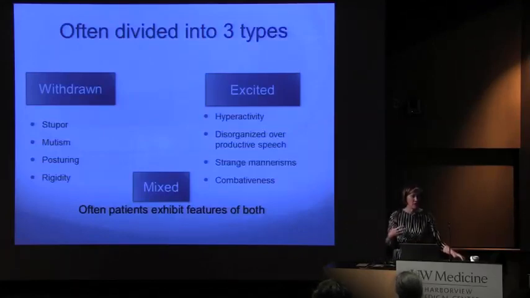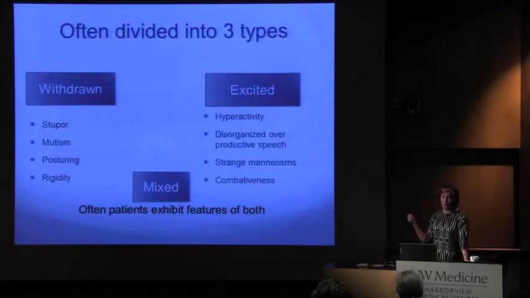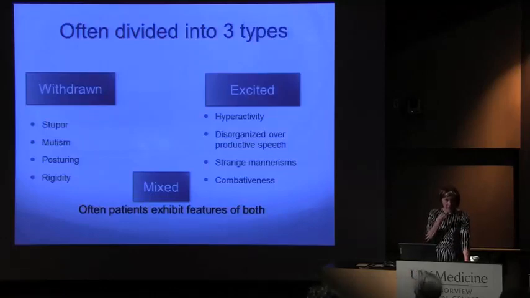Someone with akathisia can look agitated. What will they tell you when you ask them why they're moving? I can't stop. I feel uncomfortable in my skin. I feel like I have to move. They can tell you why they're doing that. Whereas someone with catatonia is like, I don't know why I'm doing that. I'm just doing that. No real reason they can explain.